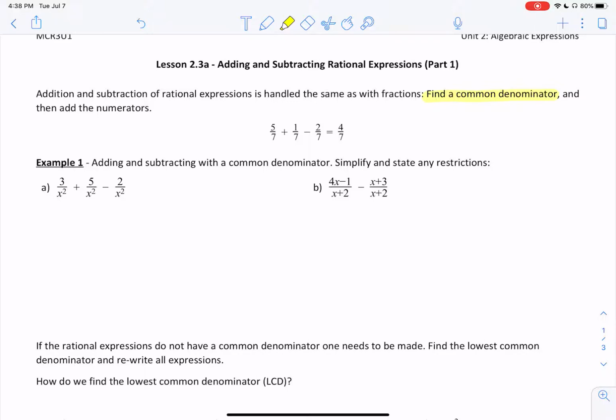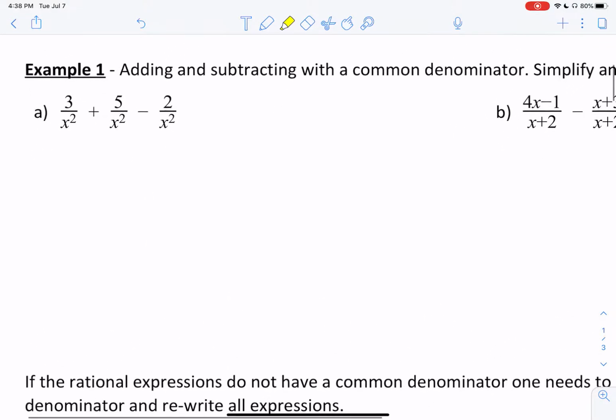So let's work through our first example by finding a common denominator. So if I look at example A, I have a common denominator of x squared. Every single term here has x squared in the denominator. So I keep my denominator and I add all of the numbers. So 3 plus 5 minus 2 is going to give me 6. And then I state my restrictions. So because I have this x squared in the denominator, x cannot equal 0.